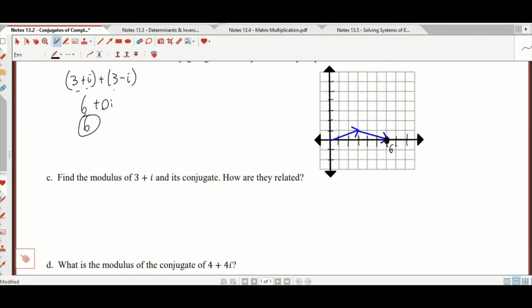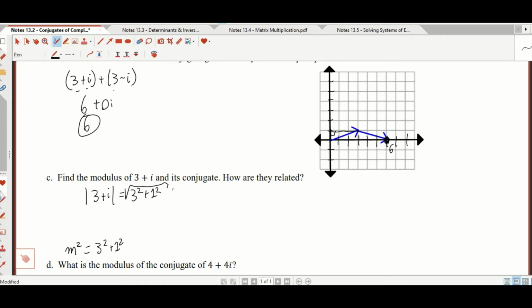Find the modulus of 3 plus i and its conjugate. How are they related? Well, the modulus of 3 plus i is equal to the square root of 3 squared plus 1 squared. Why? Because you would find it by saying m squared equals 3 squared plus 1 squared if this was a right triangle, right? Up 1, right 3.